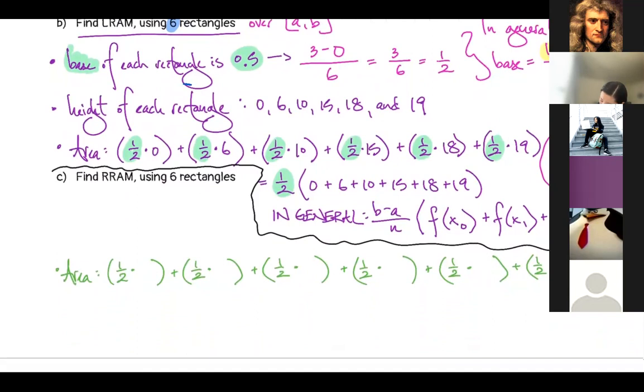So we're gonna say this is f of 1/2, f of 1, f of 1.5, f of 2, f of 2.5, f of 3.